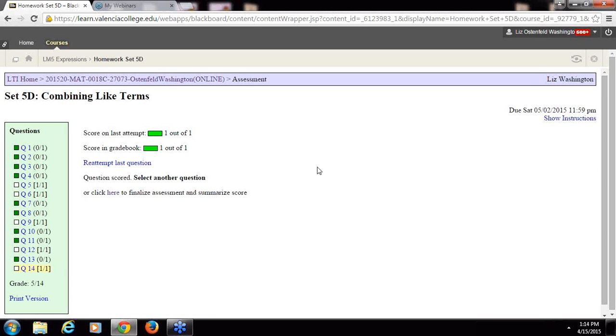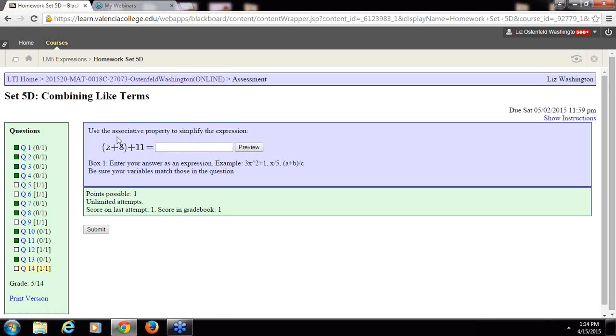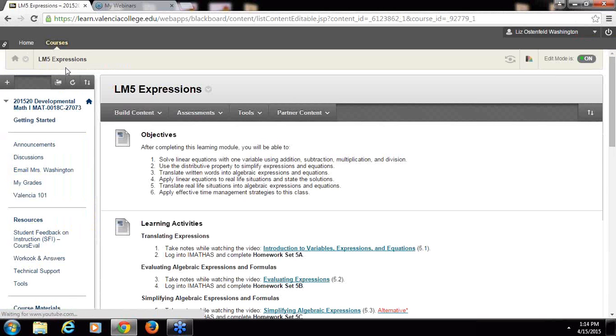So you can see in that question, it's just asking you to combine like terms. Associative property has to do with the addition, so my 8 and my 11 give my 19. So you're just writing the expression as simply as you can, simplifying as much as possible. So let me go to another section.